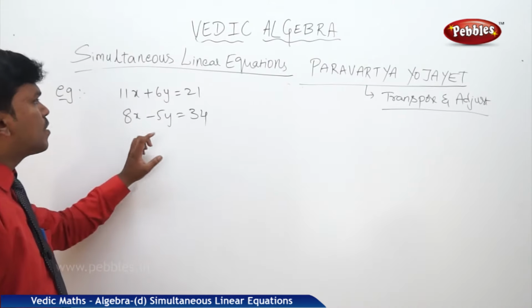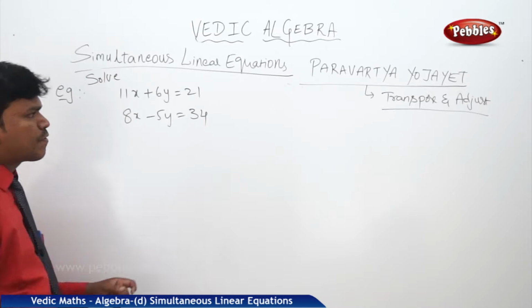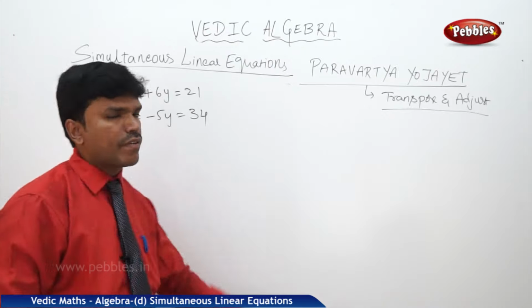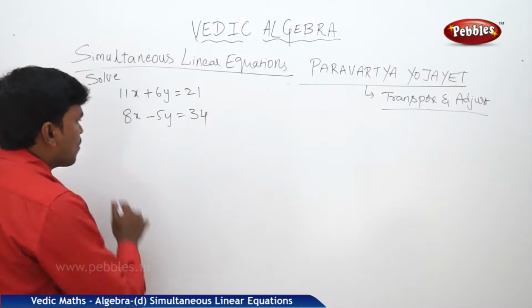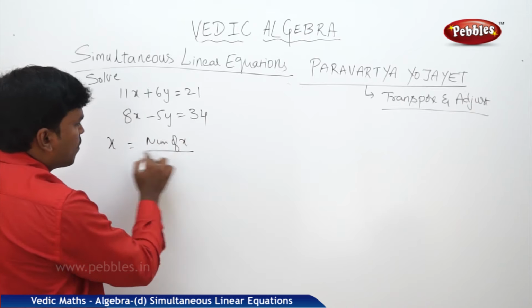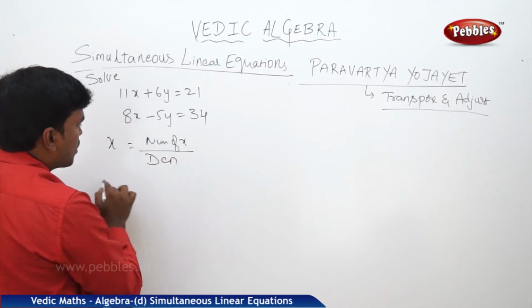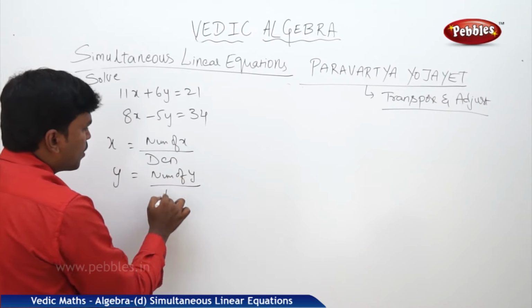Right, see here. We need to solve the two equations of the type 11x plus 6y equal to 21, 8x minus 5y equal to 34. How to get the answer within a few steps? First of all, x equals numerator of x by common denominator. And y is also numerator of y by common denominator.